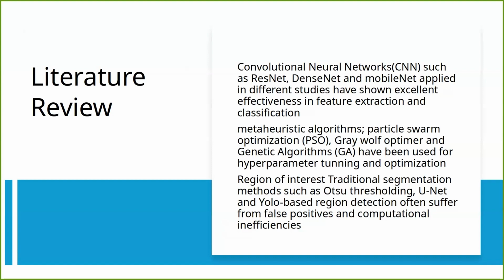So a little bit of literature that we did in regards to breast cancer and the studies that have been done, we realized that there are so many studies using deep learning with exceptional results. For example, CNNs such as ResNet, DenseNet, and MobileNet were applied in different studies and have shown excellent effectiveness in feature extraction and classification. Then also meta-heuristic algorithms such as particle swarm optimization, gray wolf optimizer, and genetic algorithms have been used for hyperparameter tuning and optimizations, as we shall see in the concept note.